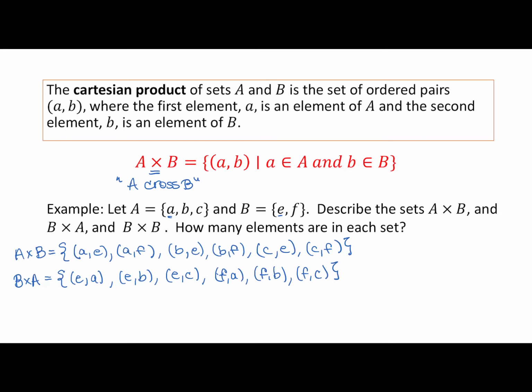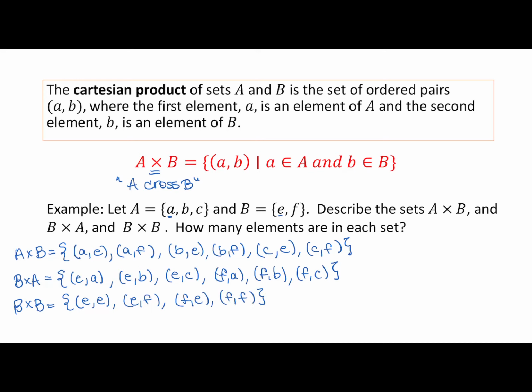You can also cross a set with itself. So B cross B, the first element comes from B and the second element comes from B. So I'm going to have (e, e), then (e, f), and that's all I could pair with e. And then I'm going to have (f, e) and (f, f).